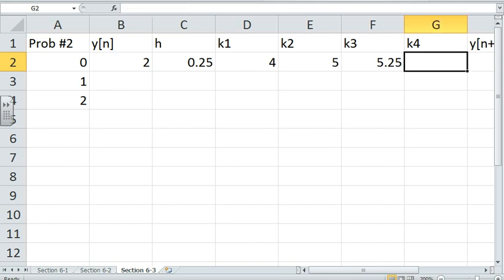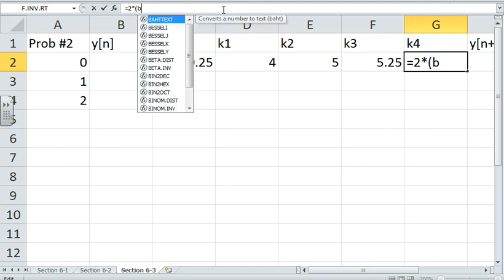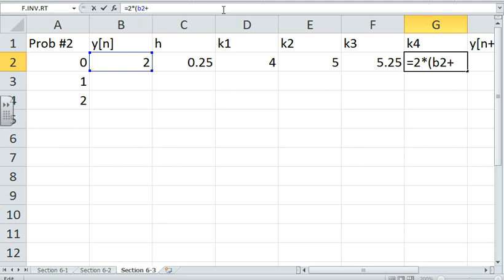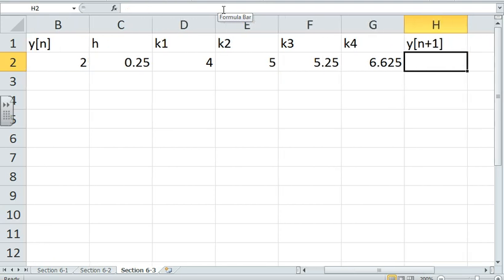And then k4 is going to be equal to 2 times parentheses B2 plus H, which is C2, times k3, which is F2, close parentheses, boom.